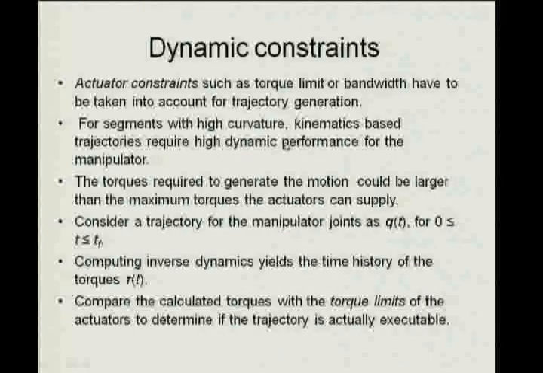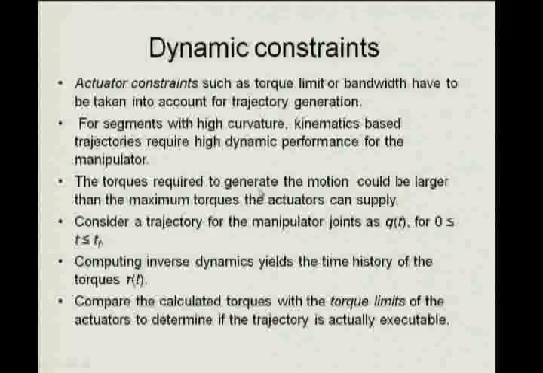So, for example, if you have interpolation segments of high curvature, then you need high dynamic performance for the manipulator, and then the torques could exceed. So, we are going to look at this case. We take a q(t) between 0 and Tf. So, I have a trajectory of some kind on 6 joints. So, q is a vector in this case.